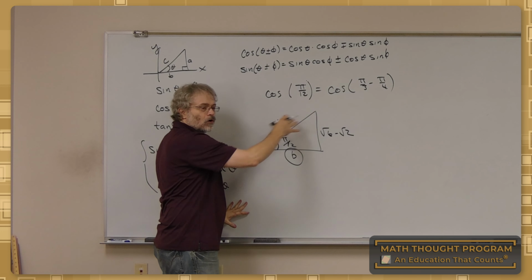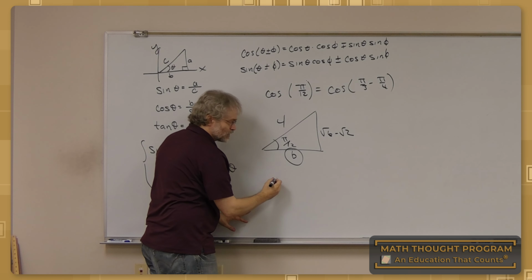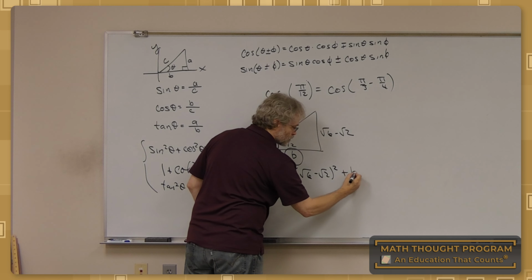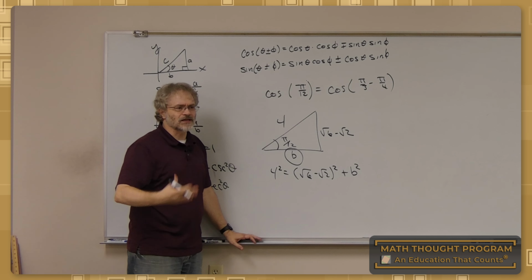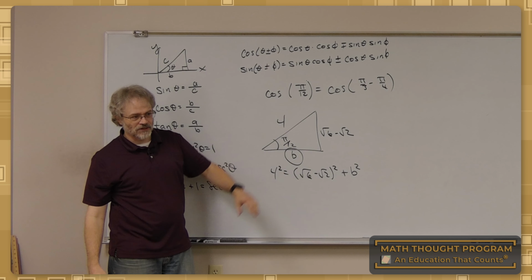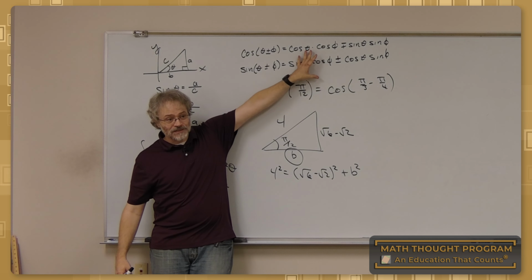But we do know two of these pieces over here, just not the other piece. We can simply say, okay, 4 squared equals root 6 minus root 2 squared plus b squared. Just take it back to what you would think about in terms of the Pythagorean theorem. And then crunch this out, solve for b, and then you get your cosine. So it's just another approach of how you can solve this problem. You don't necessarily have to use this identity again.